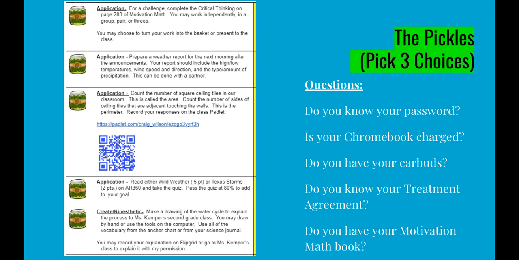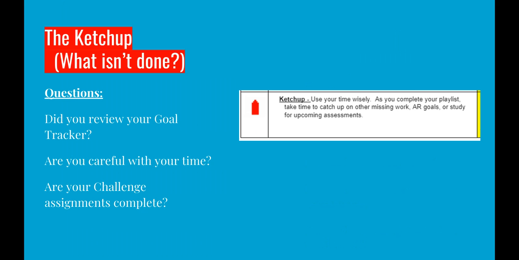Finally, your creative choice is make a drawing of the water cycle and explain this in Ms. Kemper's 2nd grade class. You can draw it by hand or use tools on the computer, and I want you to make sure that you use all that vocabulary that we have on the anchor chart and from your science journals. You can record your explanation on Flipgrid, and we'll let Ms. Kemper's class know when it's ready to view. Or if you want, you can go down there and present it to her live, and we'll set up a time for you to do that.